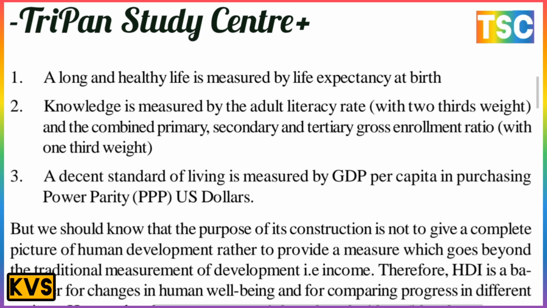Knowledge is measured by the adult literacy rate with two-thirds weight, and the combined primary, secondary and tertiary gross enrollment ratio with one-third weight. And the third indicator, a decent standard of living, is measured by GDP per capita in purchasing power parity, PPP, in US dollars. These are the three most important indicators.